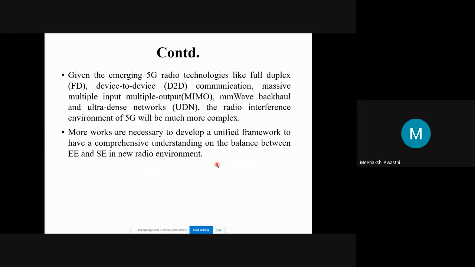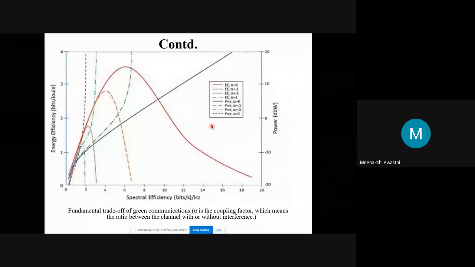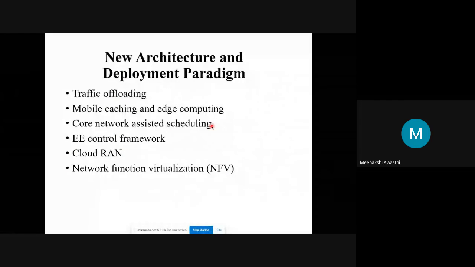You have seen that these are the things that make this much more complex. That is why we need to develop a unified framework to understand the balance. This we have already discussed. So now moving on to the next part, which is new architecture and deployment paradigm.